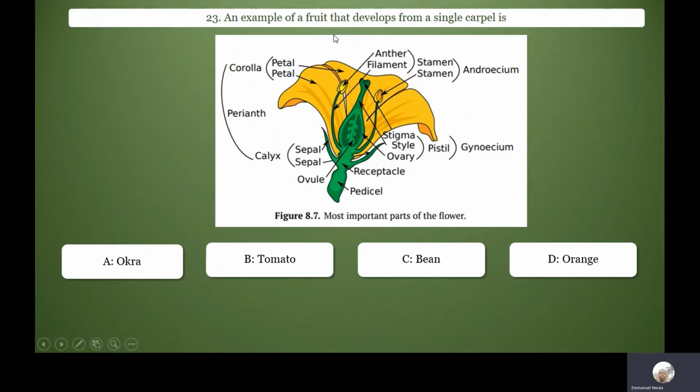An example of a fruit that develops from a single carpel is the beans. Correct option here is C. The carpel is made up of the stigma, the style, and the ovary. That's the female part of a flower. It's called the carpel. Some flowers can have more than one carpel, but some flowers have only one. They're called monocarpous flowers. And the beans develop from monocarpous flowers. Correct option here is C.